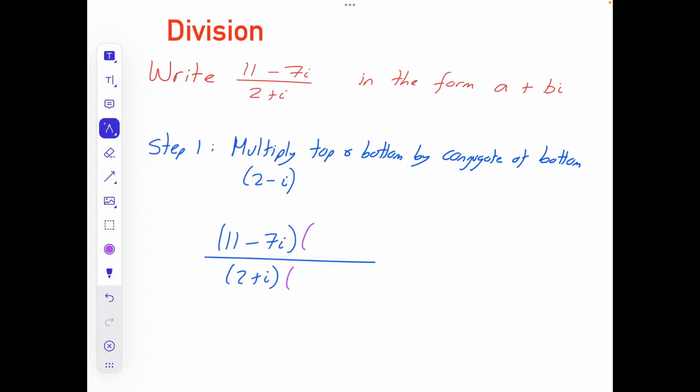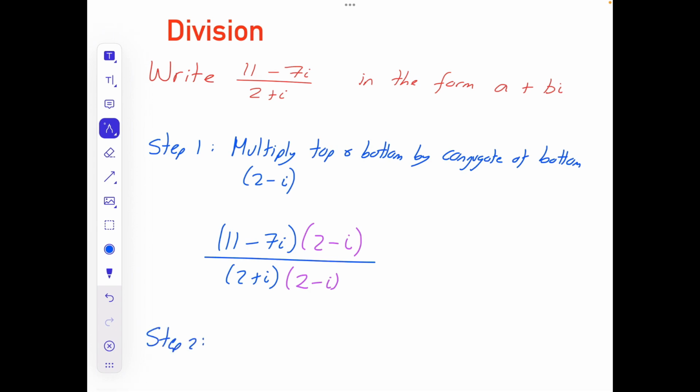And then I like to put in a different colour just to make it nice and clear. We're going to multiply top and bottom by the conjugate of the bottom. So that 2 minus i is the conjugate of 2 plus i, and that goes on the top and the bottom. A lot of people tend to put different numbers on the top and bottom. You're not allowed to do that. So you need to multiply top and bottom by the same thing, and it's the conjugate of the bottom.